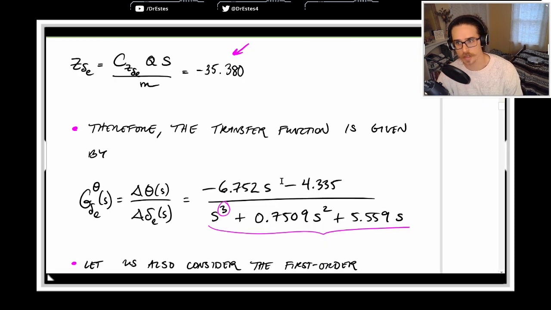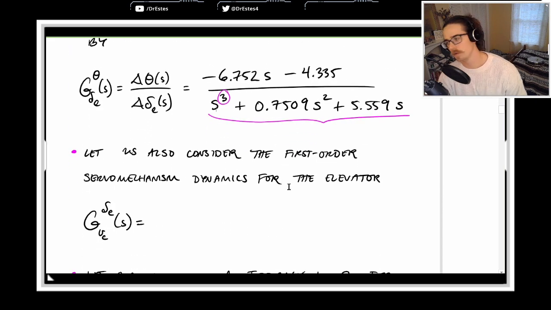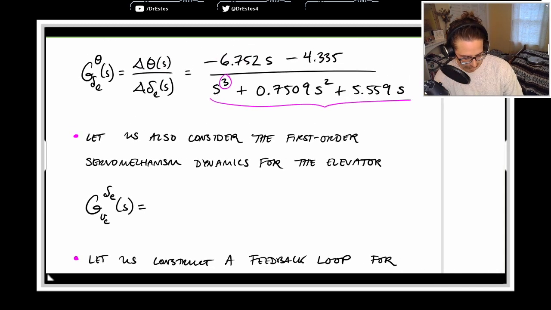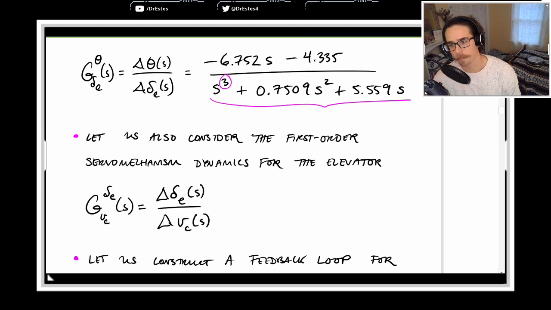Okay, so we built this transfer function in MATLAB. Now, we're gonna assume that we have a servo motor that's gonna be driving the elevator. And these are gonna have first order dynamics. There's some time delay whenever you wanna actuate a control surface on an aircraft. So we're gonna have this transfer function. All right, so the output of this transfer function is the elevator angle. And the input is going to be some control voltage.